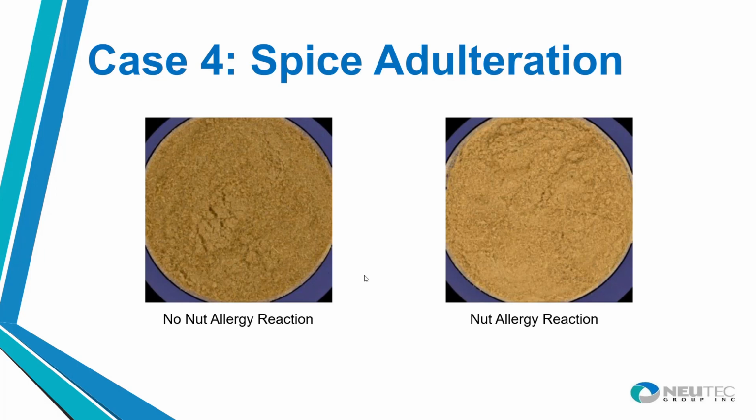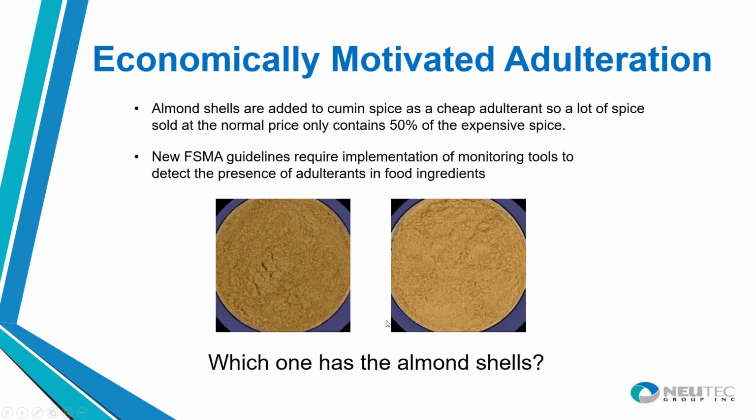So the idea here is that if you've got a big batch of cumin spice and you make 10 little batches of it and you only put 50% in there, and then you fill up the rest of the 50% with almond shells or something else that's very cheap, you can still charge the full price, but you now can get 10 lots at full price instead of just one by having this filler. Obviously that makes money for whoever's providing this, but it creates a safety issue as well as a fraud issue. But looking at these two products visually, can you find the almond shells?